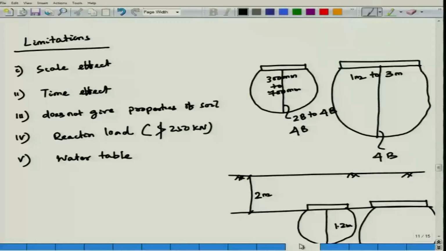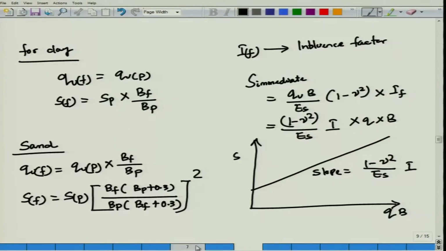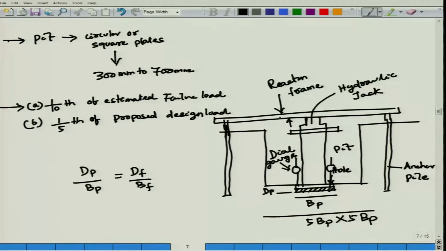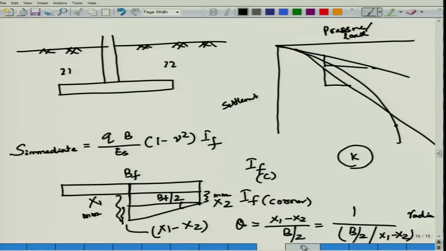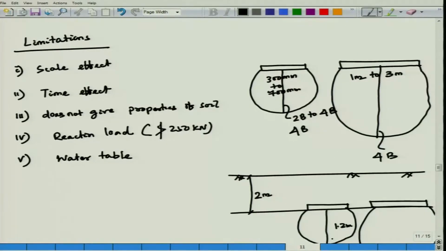Reaction load, maximum reaction load you can go to 50 kilonewton, but actual footing, if you look at here, actual footing here is maybe 100 ton load is coming there. So, basically reaction frame you are putting it, reaction load you are putting it, maximum capacity it can take is up to 250 kilonewton, beyond that you cannot take it.